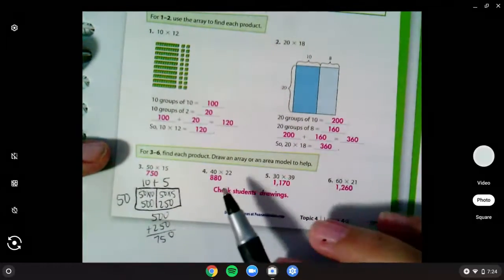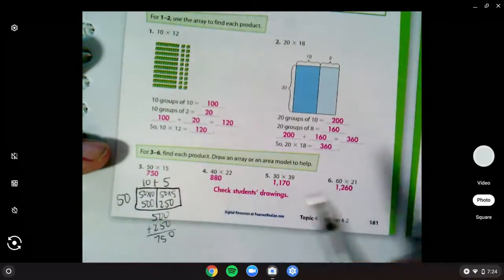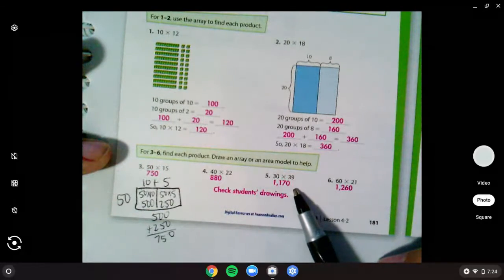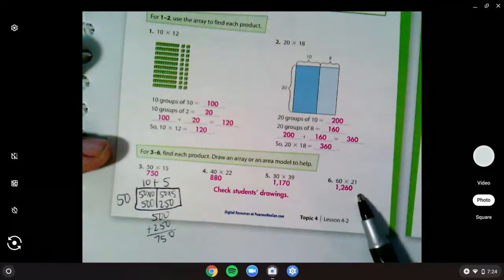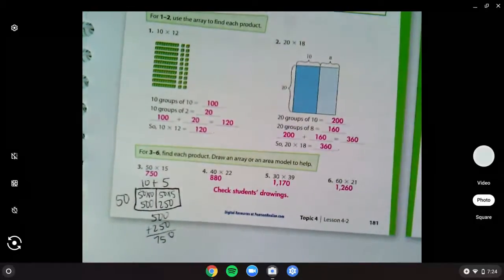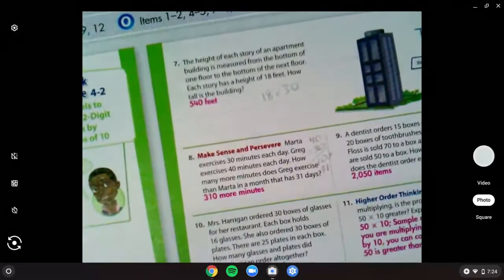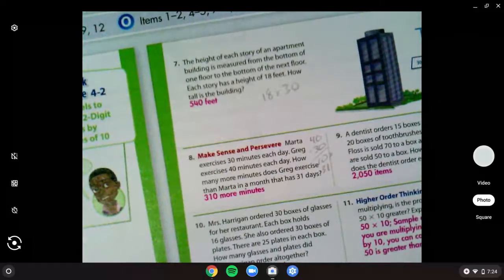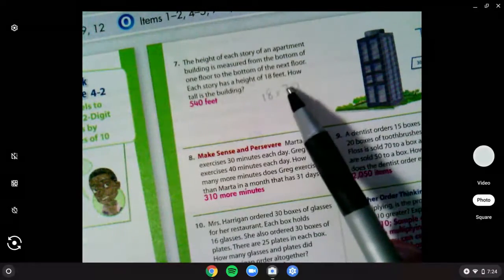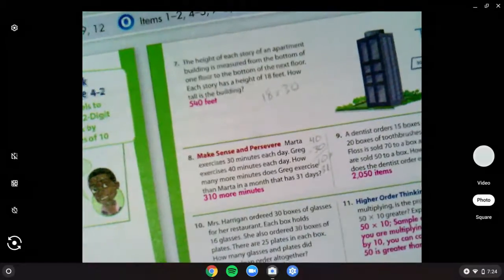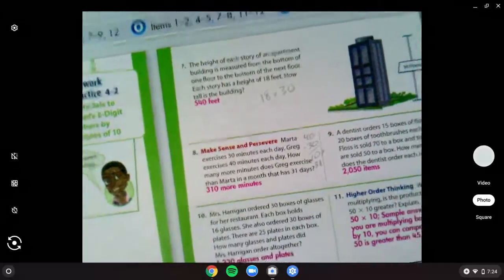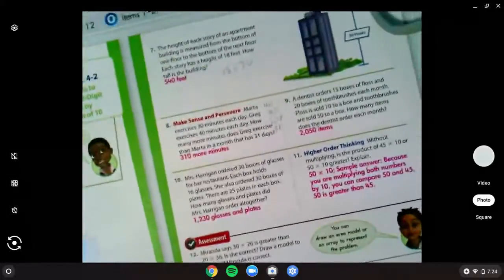All right, number 4 was 880. 5 was 1,170. And 6 was 1,260. Again, sorry that the homework didn't match the video. I don't know what happened to me. All right, number 7. You should have taken the 30 floors times 18 and gotten 540 feet. Number, what do we have next? 10 down at the bottom.